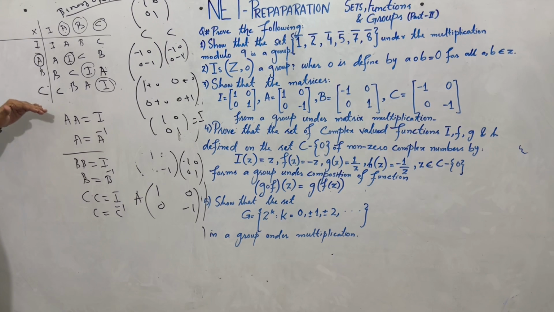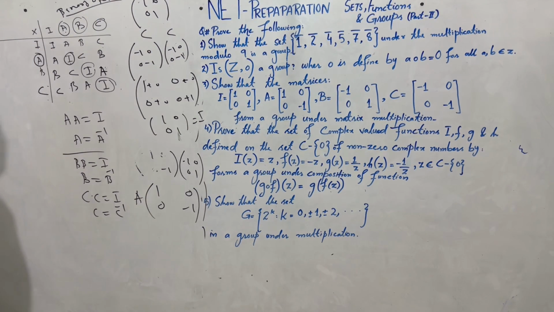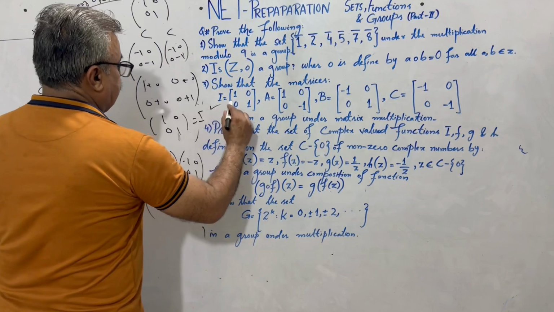So it is closed. It satisfies the associative property. It has inverses: inverse of A is A, inverse of B is B, inverse of C is C, and they are unique. And we have the identity [1, 0; 0, 1]. So it is a group under multiplication. We have shown that.